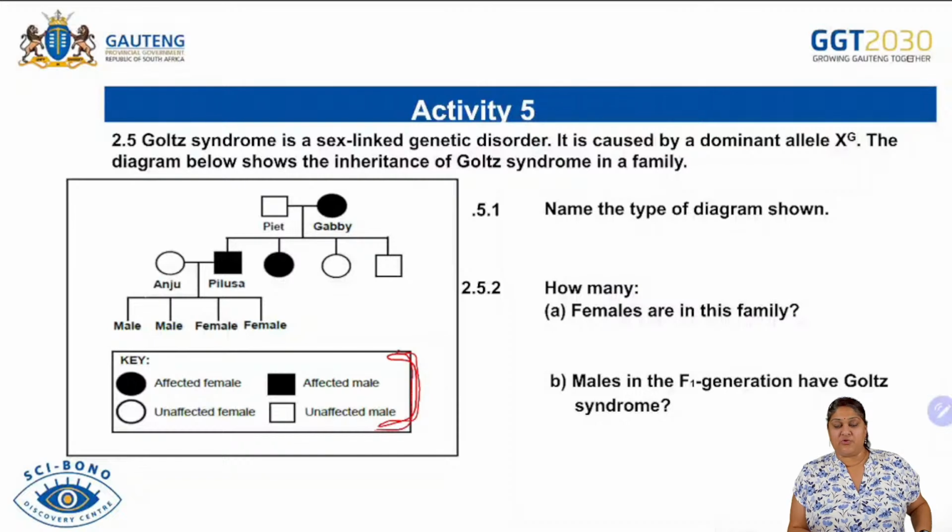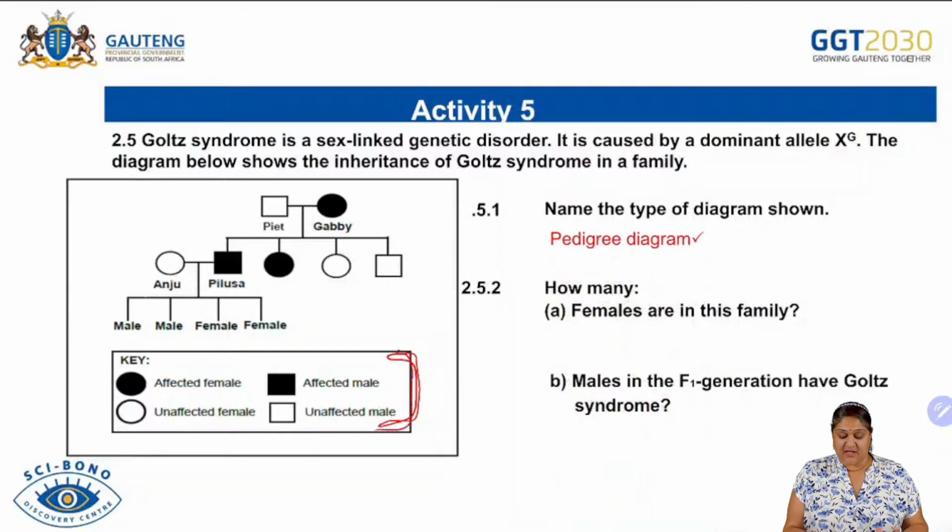Okay, always use the key that was given to you there. If they talk about affected and unaffected, then you talk about it. If they talk about specific things, if they say colorblind male, colorblind female, then you have to mention the exact word that they mention. Okay. So name this type of diagram. They love to ask this question. This is the pedigree diagram.